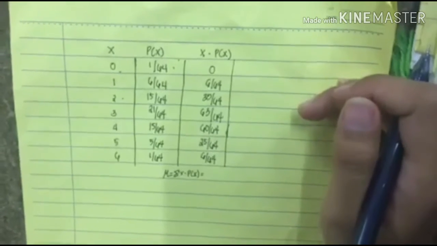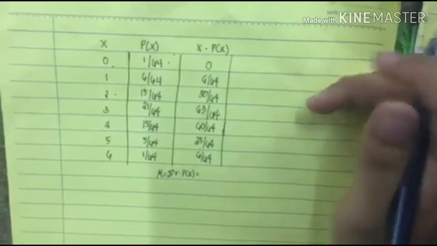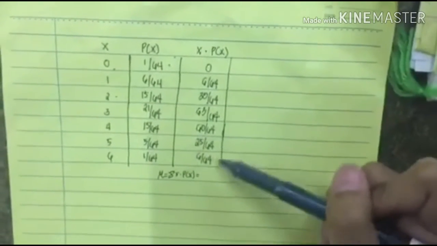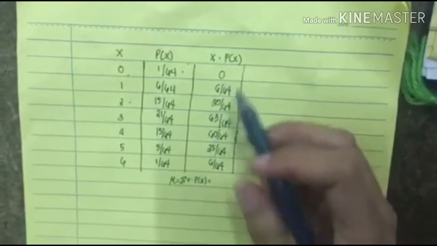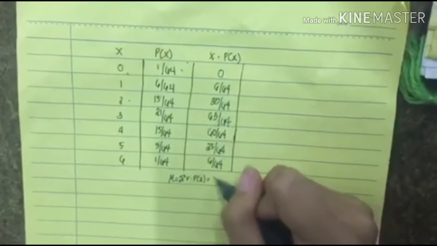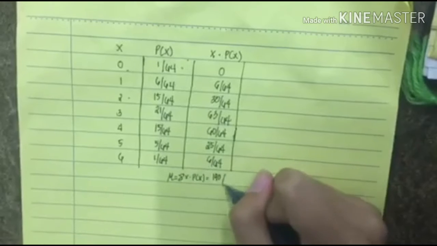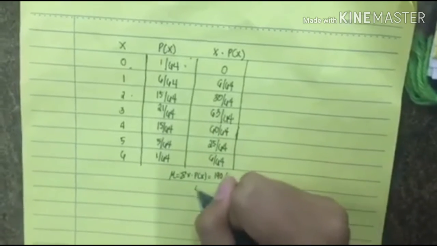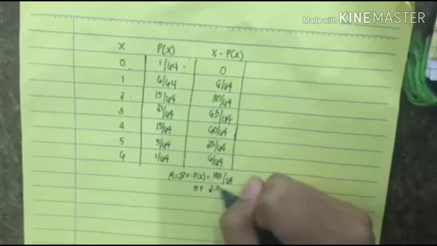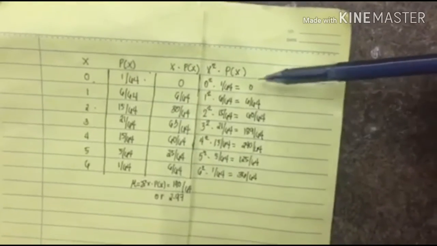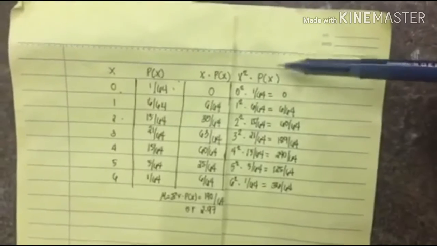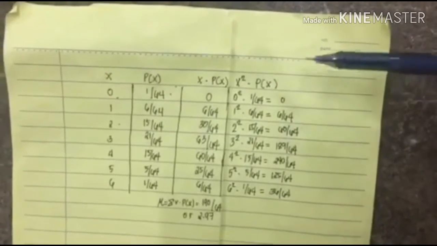After multiplying the x by its corresponding p of x, we must add all of them, and the sum is equal to the mean. The mean is equal to 190/64 or 2.97.